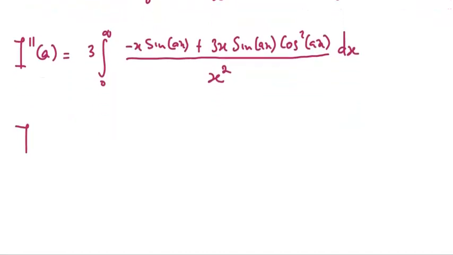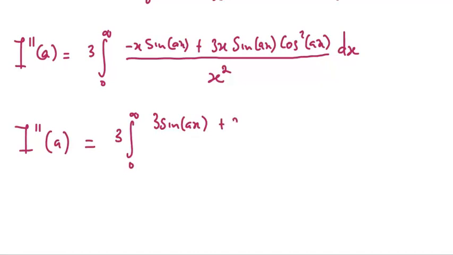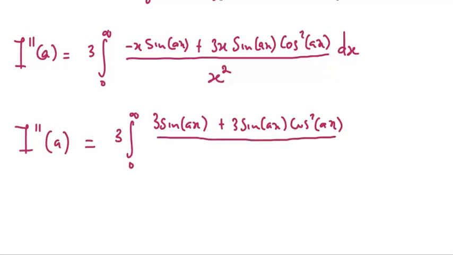Now remember, we have some nice cancellations, right? So I prime prime of a is going to be equal to 3 integral from 0 to infinity. When you divide the numerator and the denominator by x, this is going to reduce to 3 sine of ax right over here, and this is going to give us plus 3 sine of ax cosine squared of ax, then divided by x and then dx.